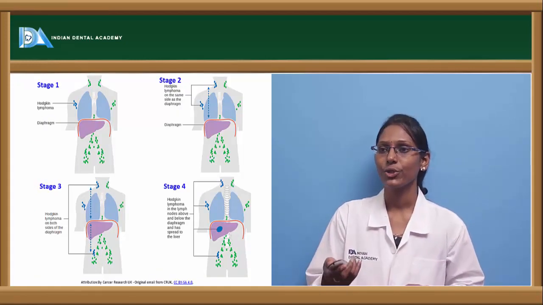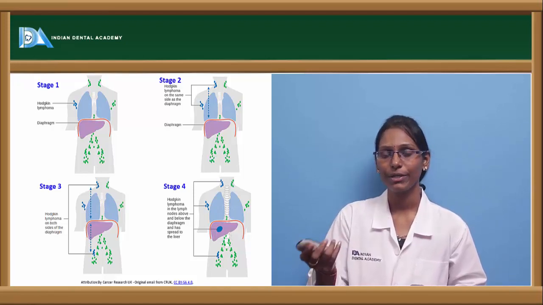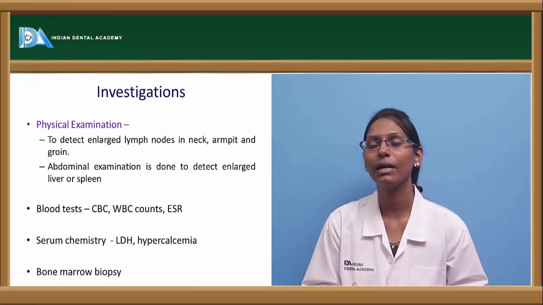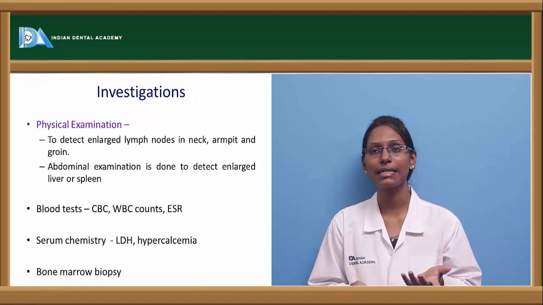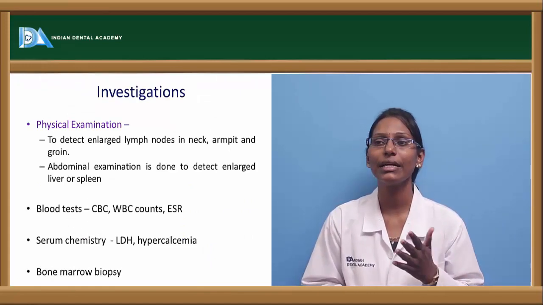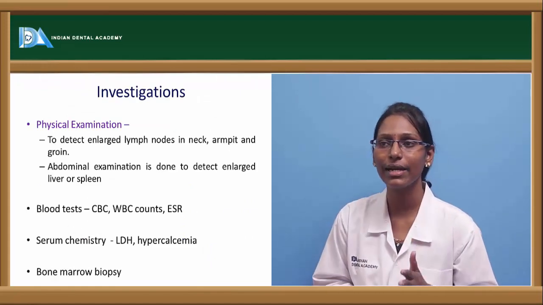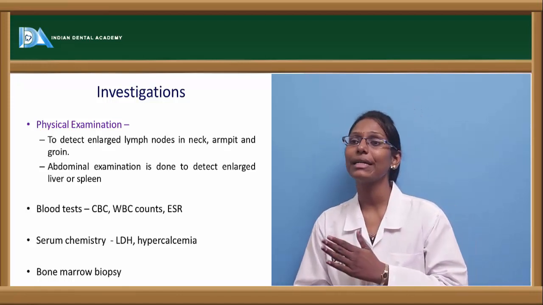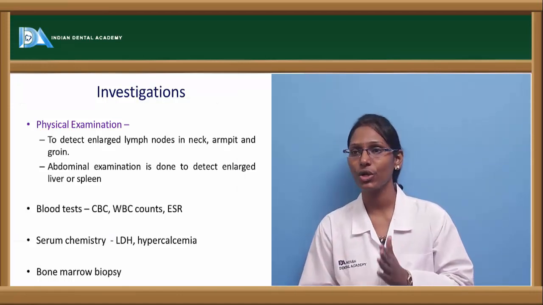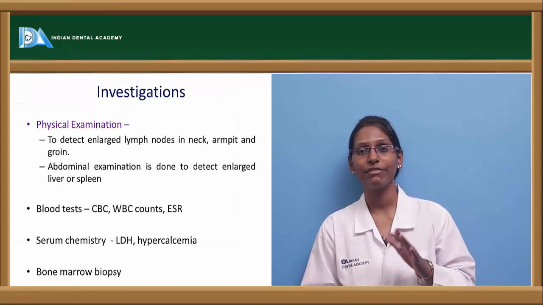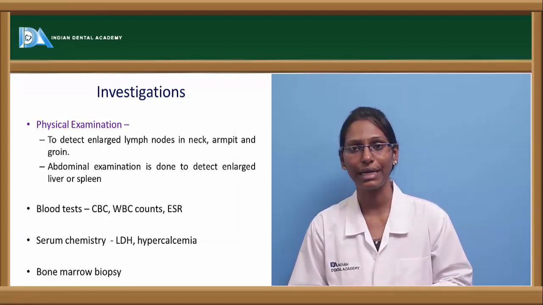This picture shows the various stages in pictorial representation. Coming to investigations, first is physical examination, to detect enlarged lymph nodes in the neck, armpit, and groin region. Abdominal examination is also done to detect any enlarged liver or spleen, that is hepatomegaly or splenomegaly.